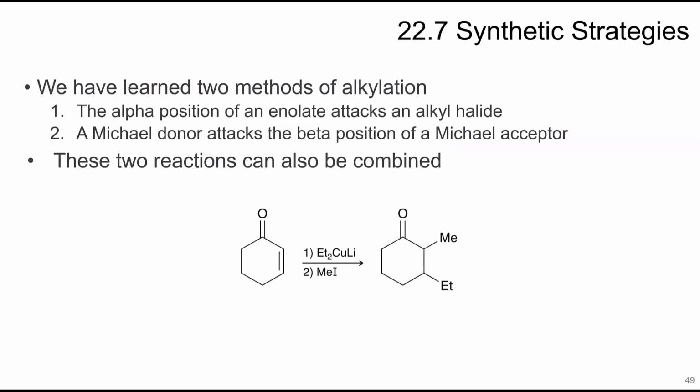So we learned about two methods to alkylate. You can alkylate using the alpha position, where the enolate attacks an alkyl halide, or you can use a Michael donor to attack the beta position of a Michael acceptor, or you can combine the reactions. If you take ethyl cuprate lithium, that will attack here, and the methyl group then will add here once you form that enolate.